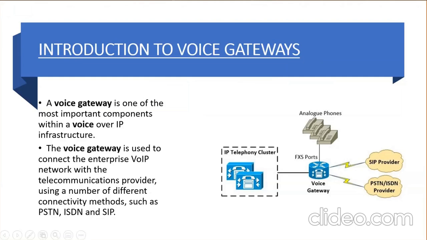Why a voice gateway is important is because it connects your enterprise infrastructure or your company network to the outside world, the external world. It acts as an intermediary. So a voice gateway can connect the enterprise to the external world using T1, E1 lines, FXO, T1 CAS, E1 R2. These are the various connectivity methods that can be terminated on a voice gateway. So if your company needs a call to be made outside your company network, you need a voice gateway. That's why it's very important. Without a voice gateway, you won't be able to make calls.